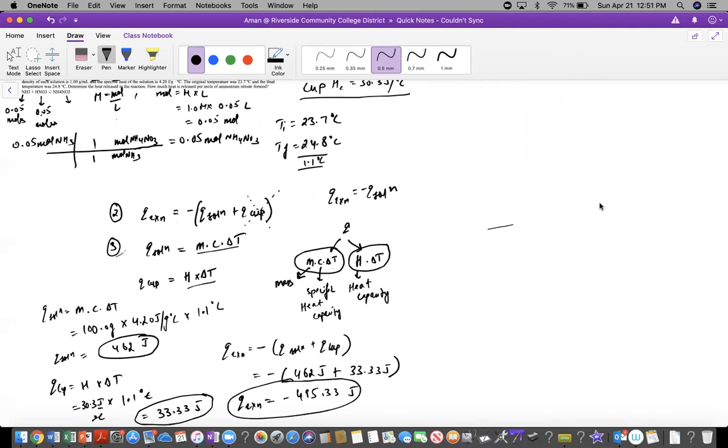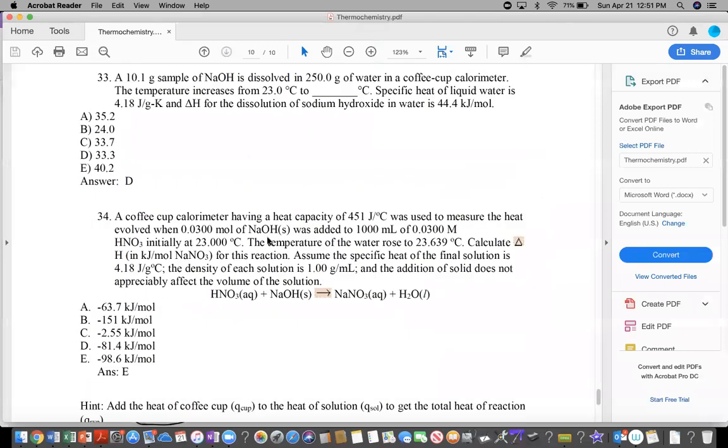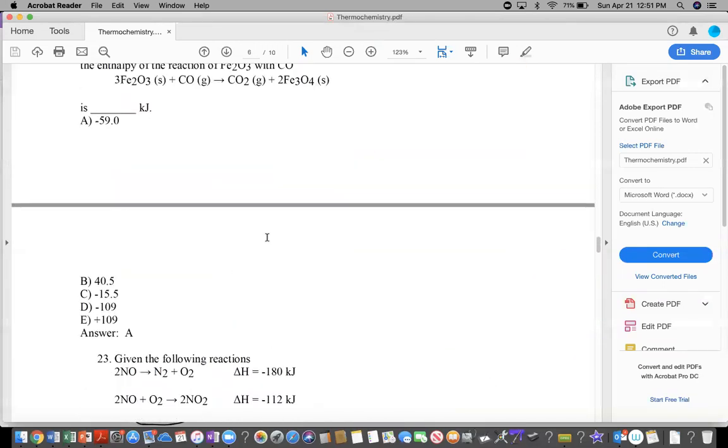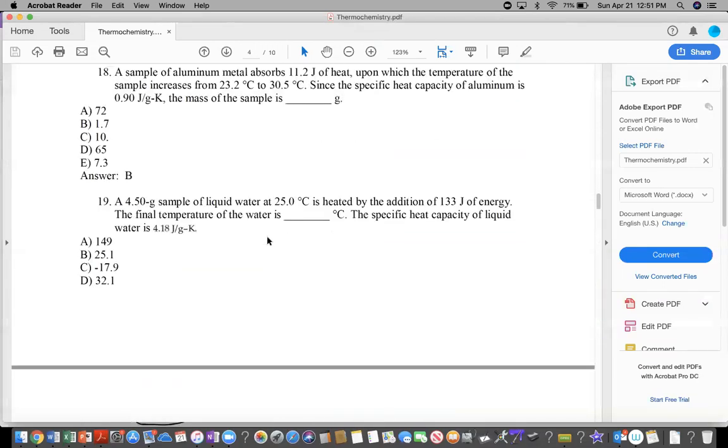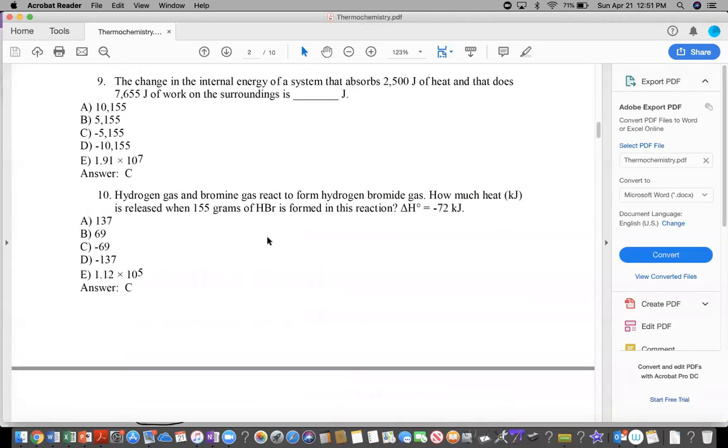Can we do number 10 on the same worksheet? Number 10. Or did you mean on this question? Sorry. I don't see anyone asking me anything for that question. Number 10. Okay.